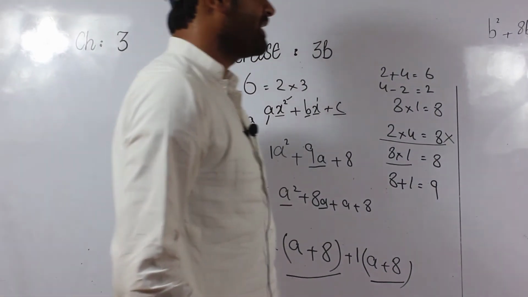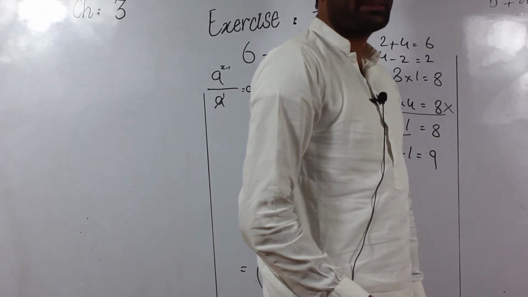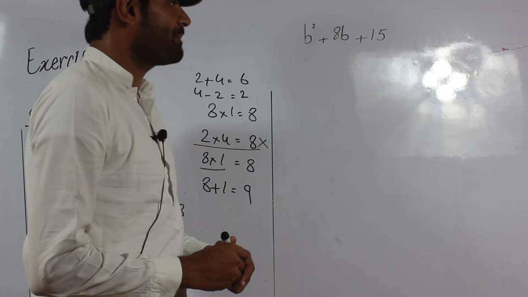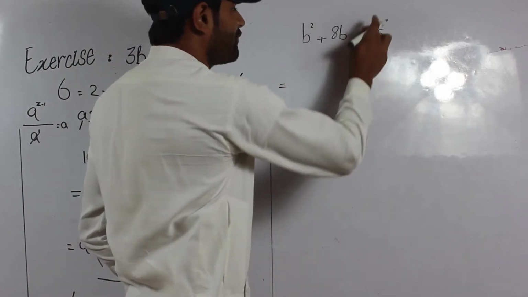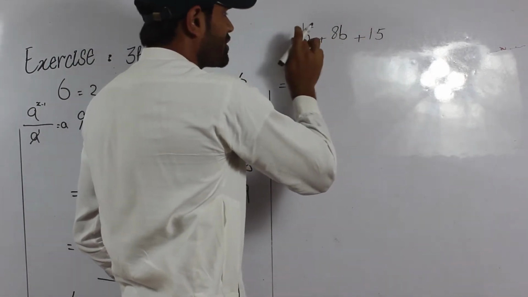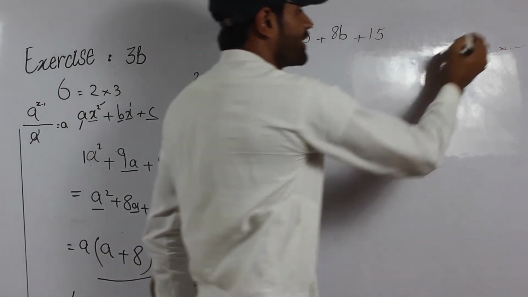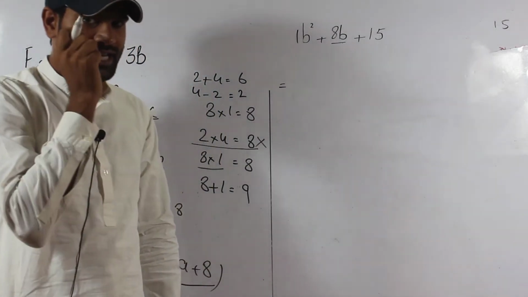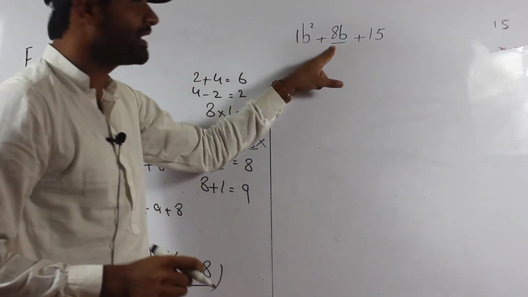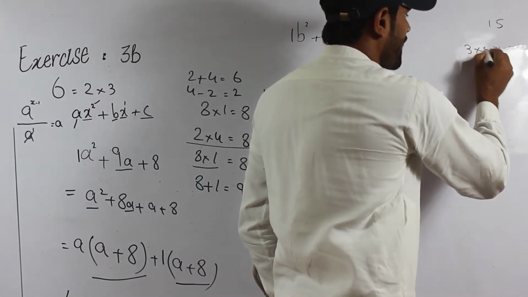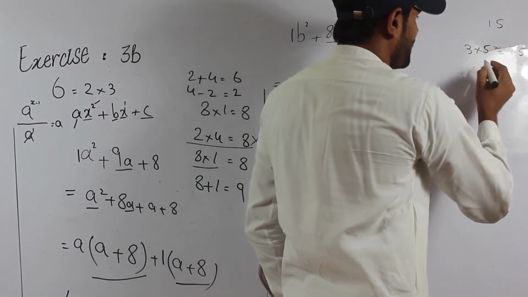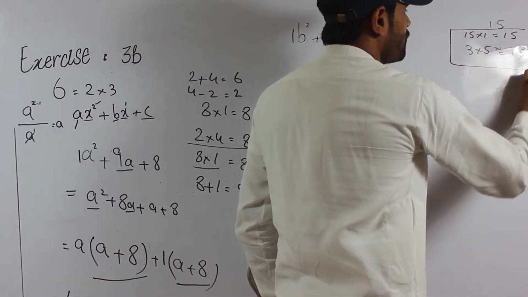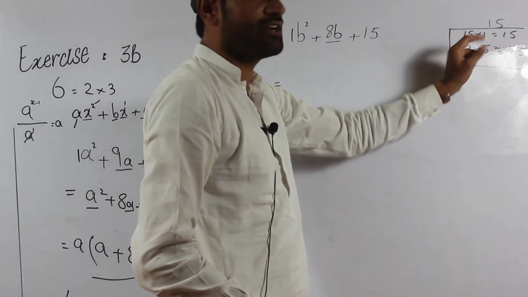So let us take another example. The other part is b square plus 8b plus 15. Again we use the same method. First multiply the constant with the coefficient of the highest power: 15 multiplied by 1 we get 15. So I break 8b into two numbers whose product is 15 and whose sum gives 8b. 3 multiplied by 5 gives 15, and 15 multiplied by 1 also gives 15. So the two pairs are 3 and 5, and 15 and 1.